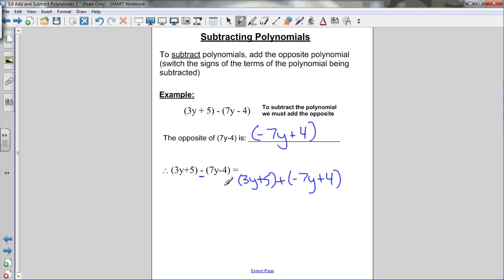If you remember, when adding polynomials, all you have to do is drop the brackets. So 3y plus 5 plus negative 7y plus 4. I know a positive and a negative beside each other turns into a negative. So I'll rewrite that as minus 7y plus 4. Now collect my like terms. 3y minus 7y is negative 4y. 5 plus 4 is positive 9. So I've now simplified that expression. So I've subtracted a polynomial by adding the opposite.